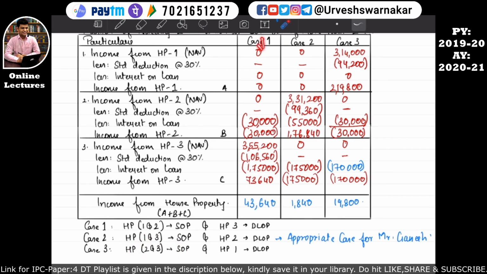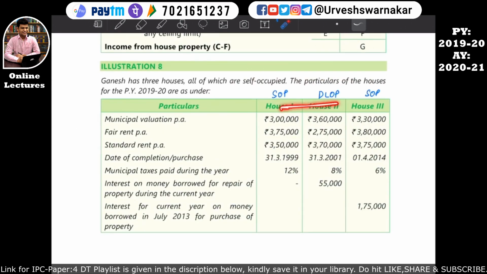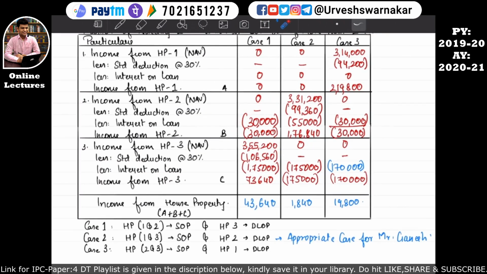So that is what we have done in this format, okay, where house property 2 and 3 were both SOP, okay, but in case 1 what happened was 1 and 2 were SOP, okay. So in our question these 2 were the SOP, so the 55,000, whatever interest has been paid by the assessee for house property number 2, there is anyway a maximum limit of 30,000. So that is what we have considered over here. I hope this is quite clear to you all. And in case number 1, house property 3 was the DLOP.